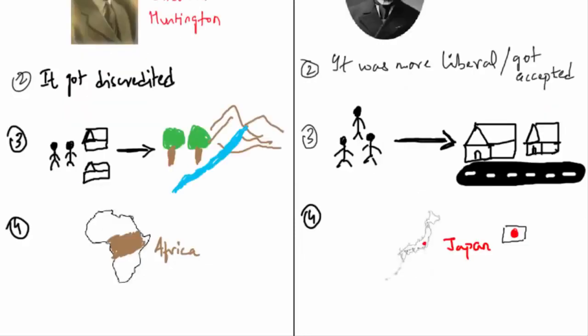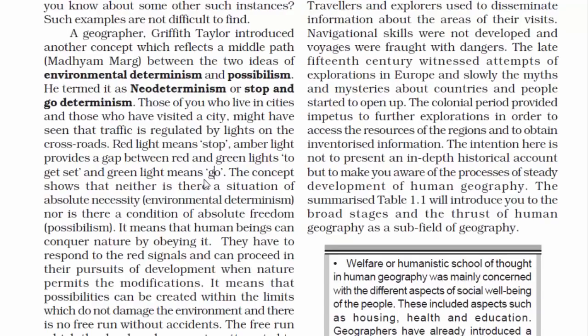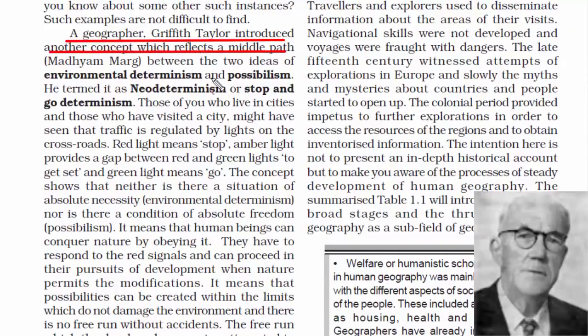Japan is a country that supports this theory. They have economic success and support a large population despite their small size and lack of resources. Now there is a third theory introduced by a geographer named Griffith Taylor. His theory is an interesting one. He proposes to choose a middle path between the two ideas of environmental determinism and possibilism. He termed it neo-determinism or stop-and-go determinism.